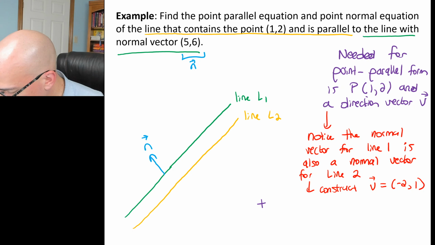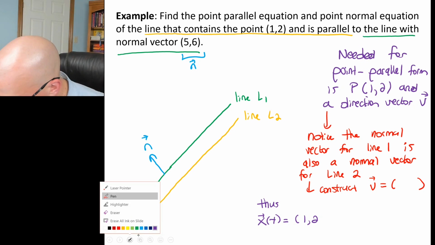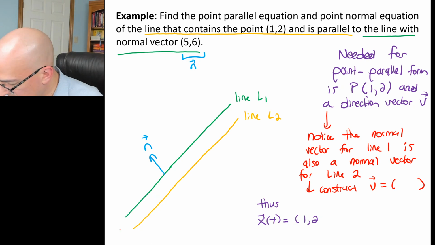Thus, x of t is equal to our point P. Oh, sorry. I switched the points of P, not the points of the normal vector n. So that would be negative 6 comma 5. My apologies. So negative 6 comma 5 plus t times negative 6 comma 5.